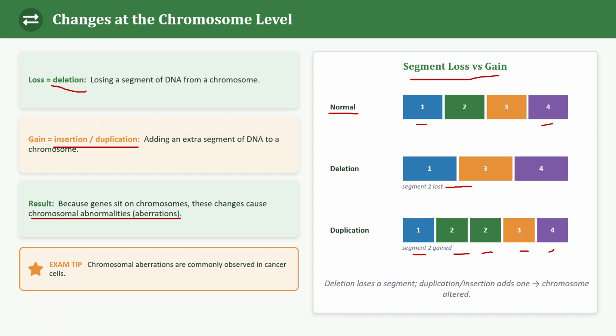So how to remember, an easy analogy I'm telling you, just think of the chromosome as a train and genes as compartments, right? And deletion is one compartment removed and duplication is one compartment added twice. So the train still moves, but it does not function normally. So from the exam point of view, what you should remember, chromosomal aberrations are commonly observed in cancer cells. Very important. Always remember this.